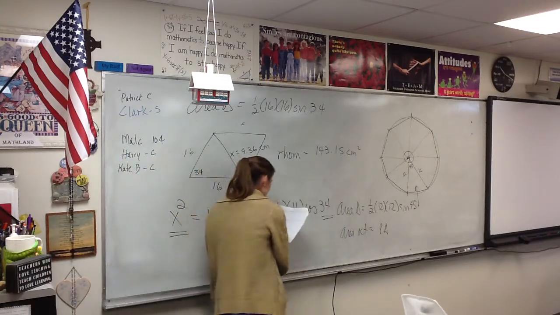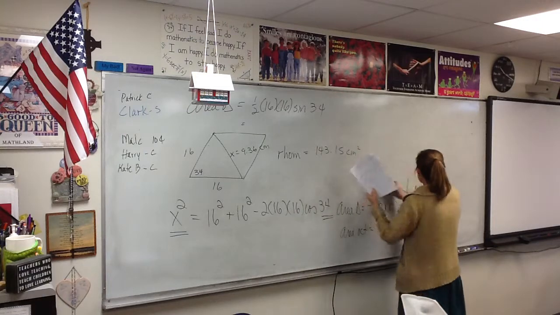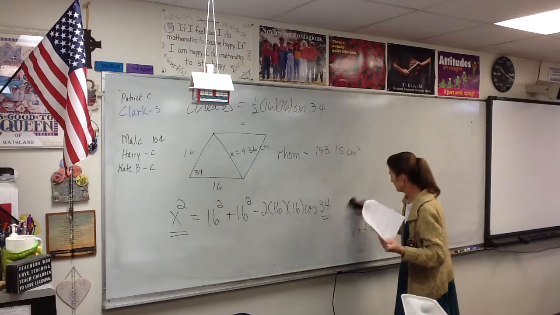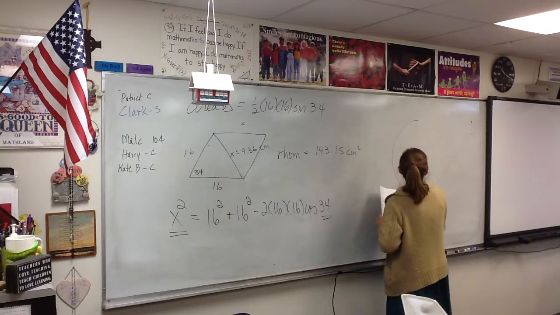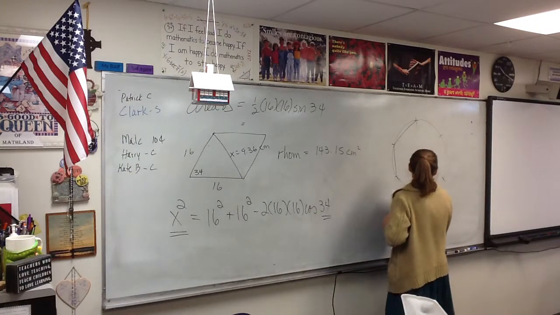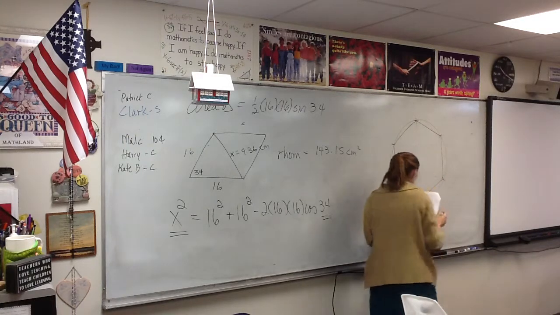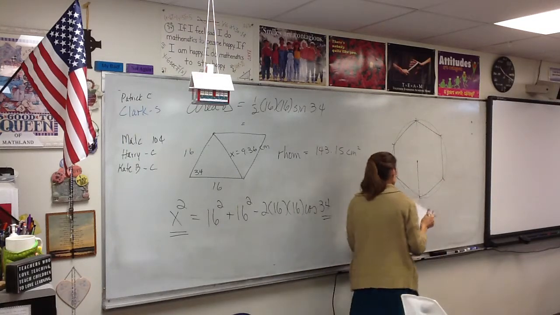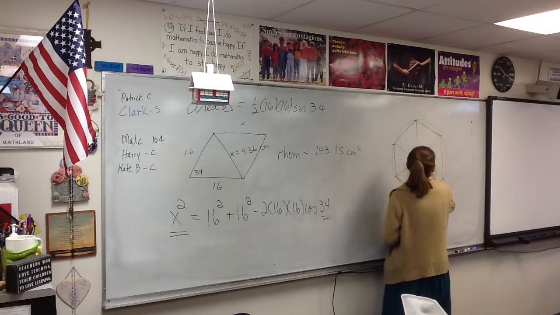All right, and then number 4. Now we have a regular hexagon. What does that mean? 6. So I'll draw my circle. I'll make 6 equal hash marks. Connect those, and there's my hexagon. I know the radius of my hexagon is 14. So all of these are 14s.